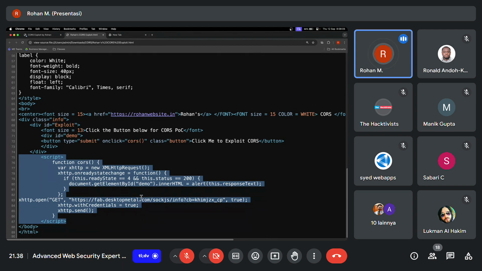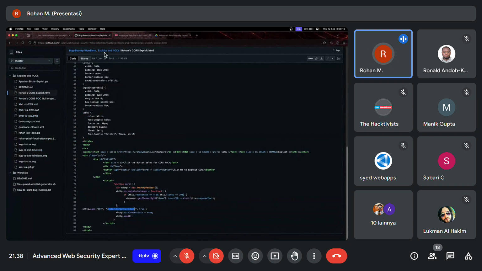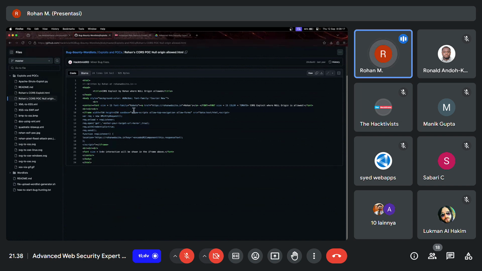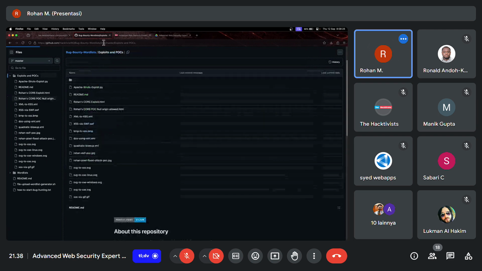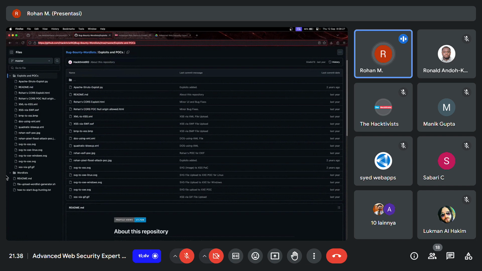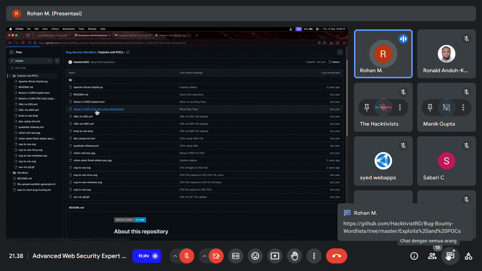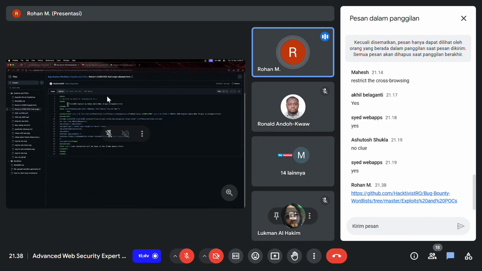So when all of the origins are allowed, you will be using this exploit. When only null origins are allowed, you will be using this exploit. Again, it is also available in the public domain. I have written this exploit and put it on my GitHub account for everyone's reference. I'll again send the link to this repository here in the chat box. I have sent it. So here you will be able to see Rohan's CORS POC for null origin allowed. This is what you have to do when only the null origin is allowed.